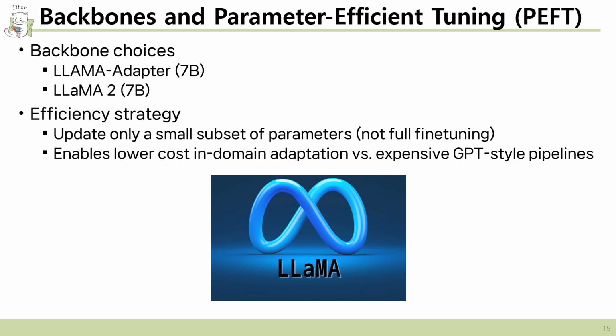Next is the model backbone and tuning style. They use open LLM backbones like Llama Adapter 7 billion and Llama 2 7 billion. To keep training cheap, they use parameter efficient tuning. That means they do not update all the model's weights. They update only a small part. This makes in-domain training more practical. It also helps with scaling because you can train with fewer resources than full fine-tuning. So the paper used a reasonably sized open LLM and adapted it to VLN with structured levels without needing an expensive GPT-style pipeline.